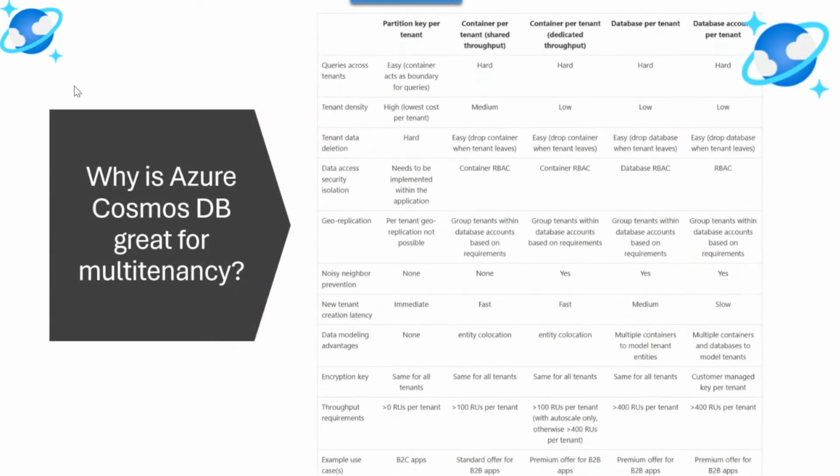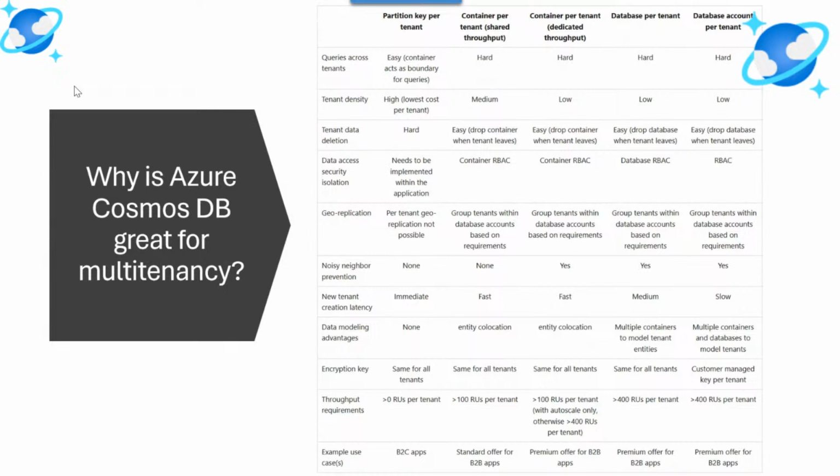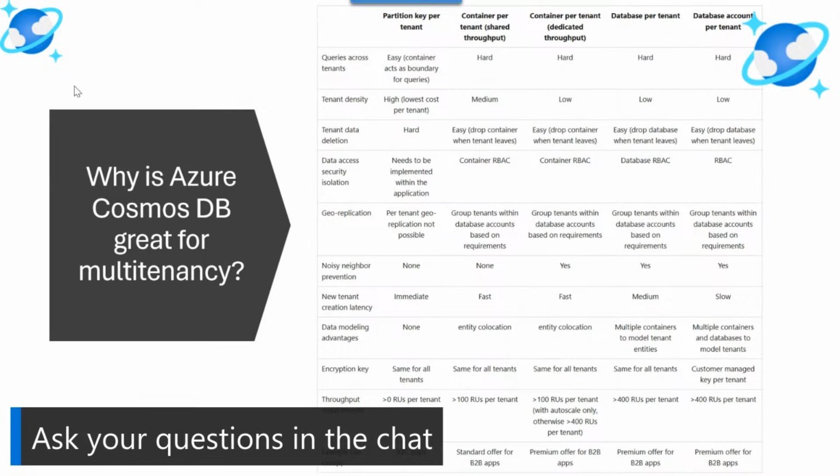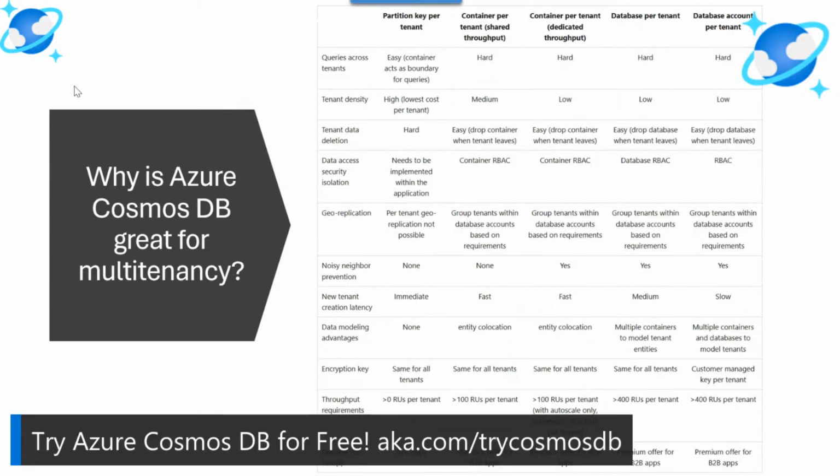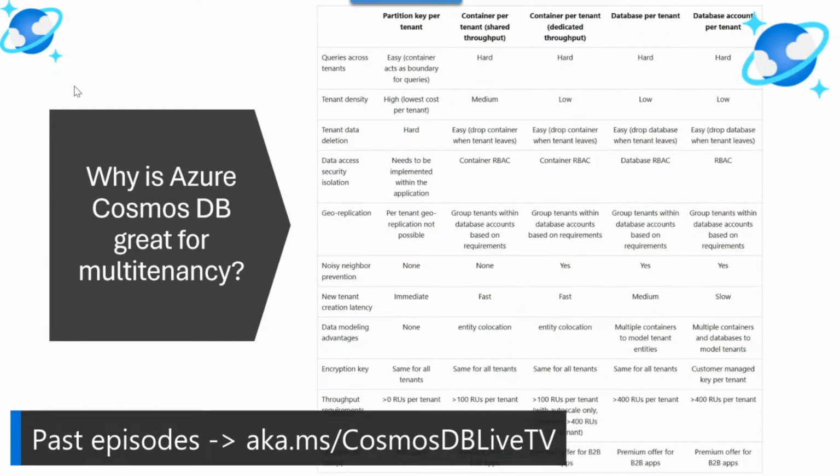One of the ways that we express this is with the multiple different options that Cosmos DB gives you for tenant isolation and also security isolation. You have things like partition key per tenant, container per tenant with shared throughput, container per tenant with dedicated throughput, database per tenant, and database account per tenant. In this table, we've listed out the various areas of concern when building a multi-tenant app, and how each model will serve you for those concerns, whether it be performance isolation or security isolation.